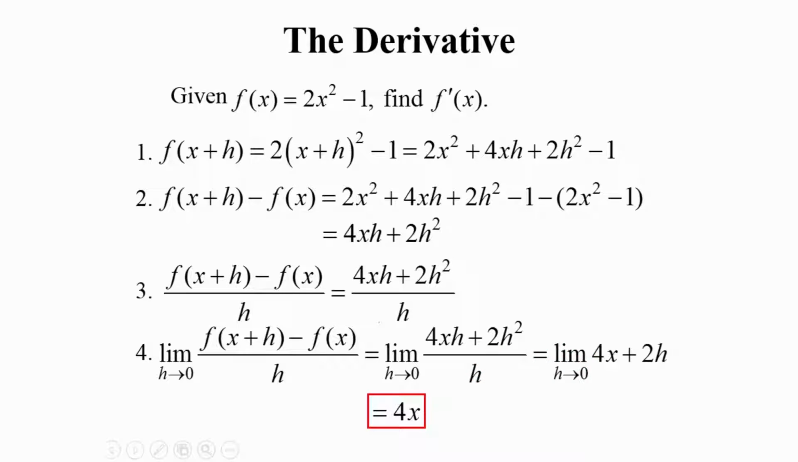There you go. Again, when h is driven to 0, this term will go towards 0 and will become 0 ultimately. So all that is left is only 4x. That's where this 4x is coming from. This is f prime of x.